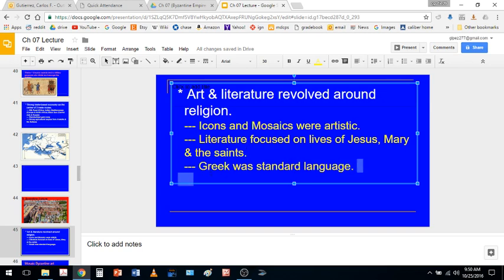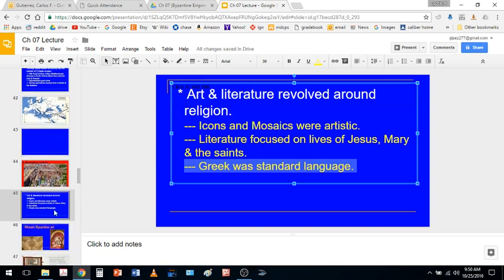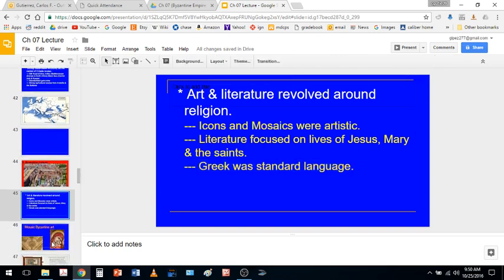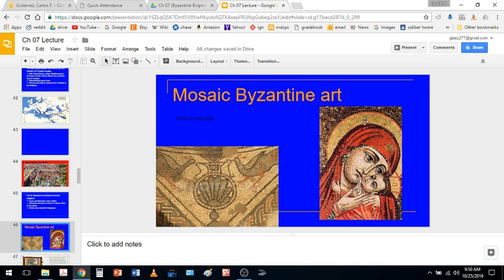And we're going to see that Greek is the standard language of the Byzantines, right? So even though they consider themselves Romans and they consider themselves a continuation of Roman civilization and Roman Empire, they're really Greek, right? So they're not going to speak Latin, they're going to speak Greek because most of them are Greeks.